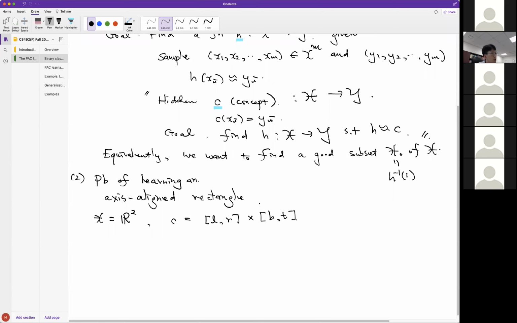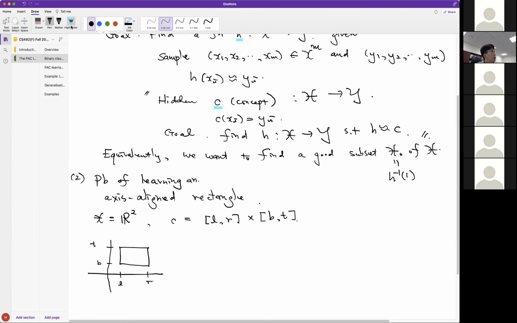Bottom to top. So in the picture, we have a two-dimensional space, and the concept is where we have a left and right and bottom and top. It's a closed rectangle like here.